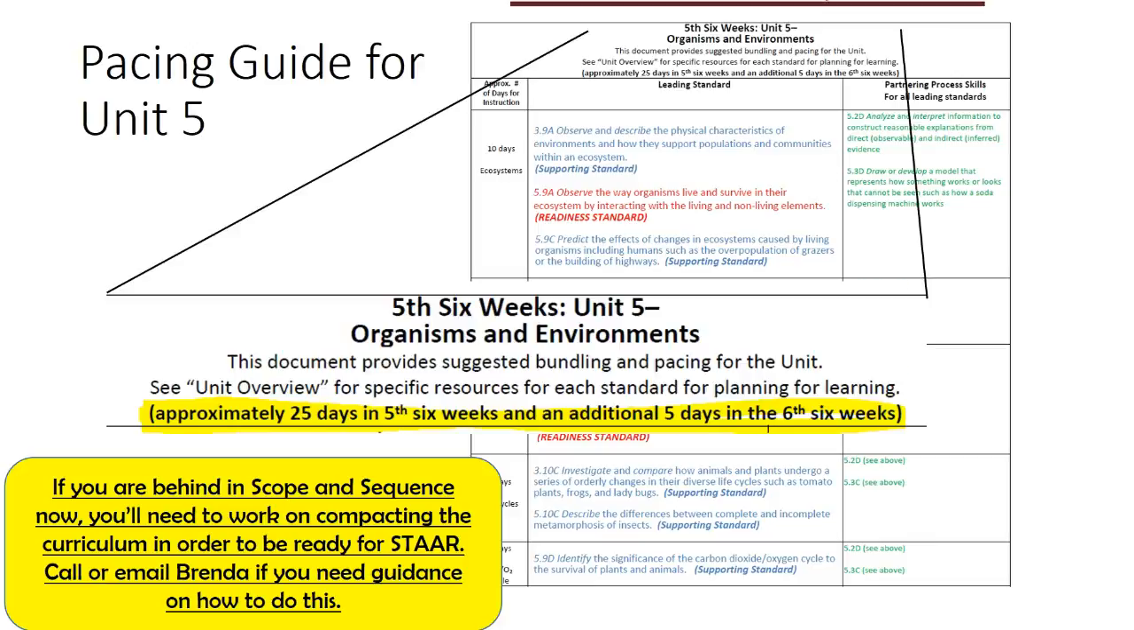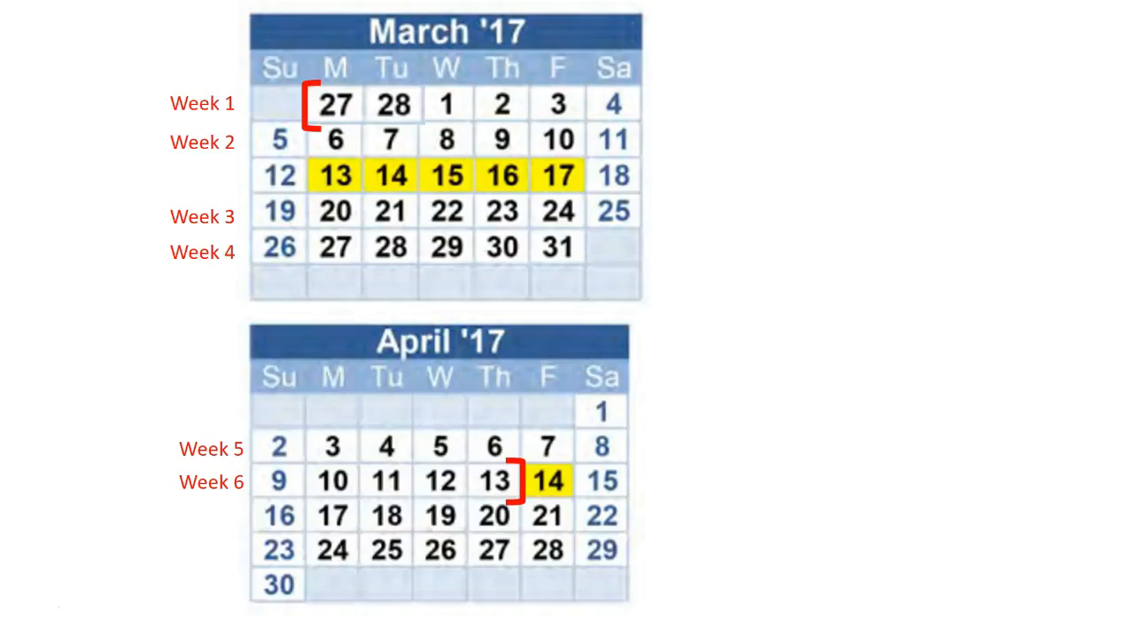So as I mentioned, we've got about 25 days in the 5th 6 weeks, and then we also take an additional 5 days from the 6 weeks to make Unit 5 altogether. So we'll illustrate that in just a sec. Okay, so here are 2 screenshots from our district calendar, and I've bracketed off the 5th 6 weeks so you can see how many days we're working with.